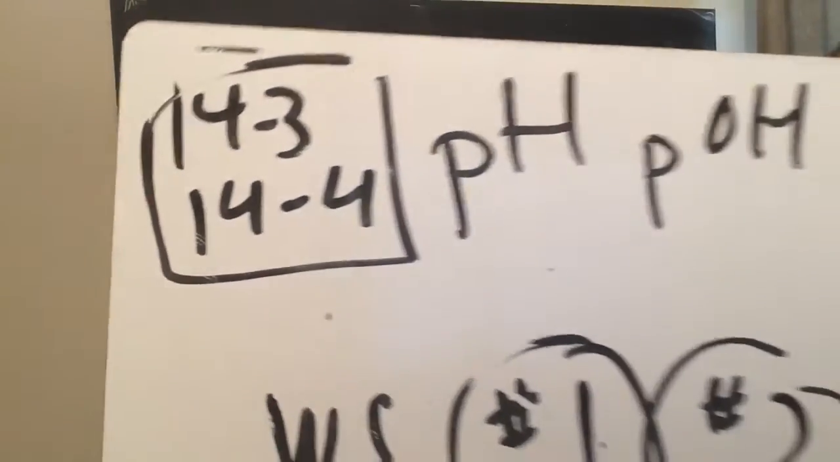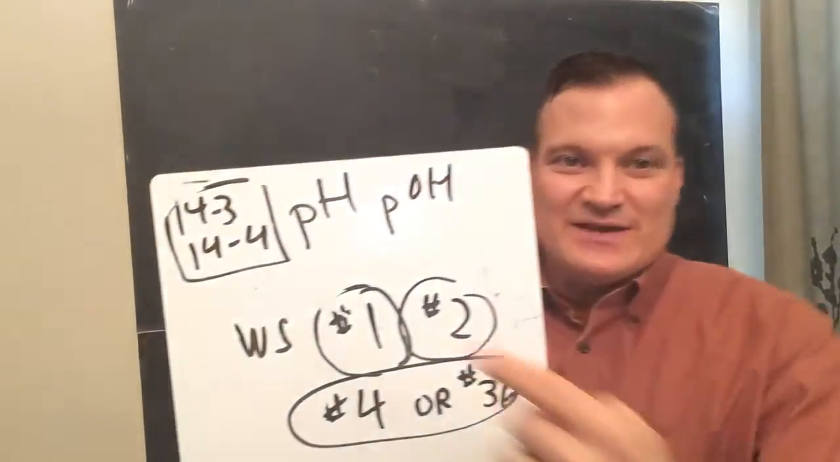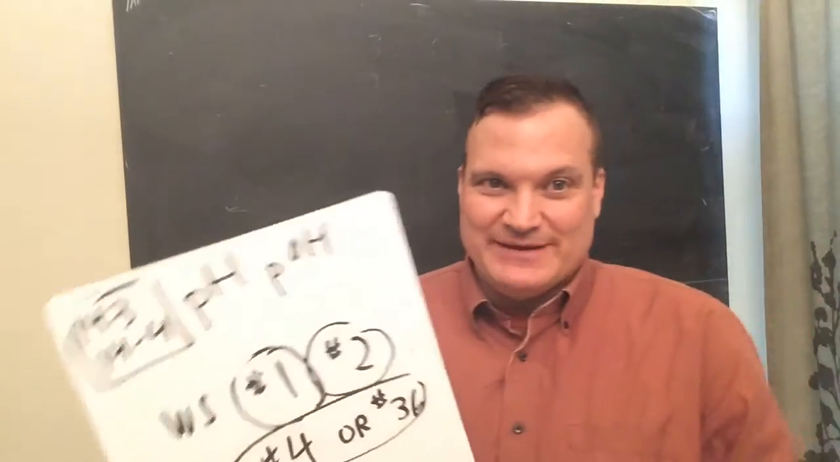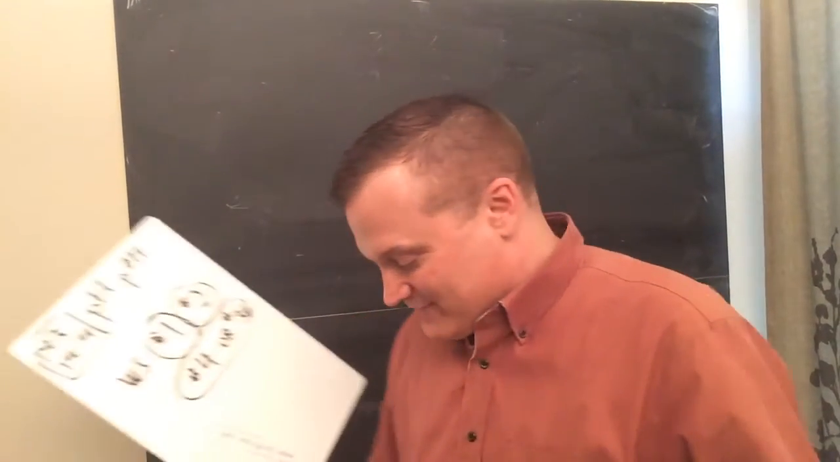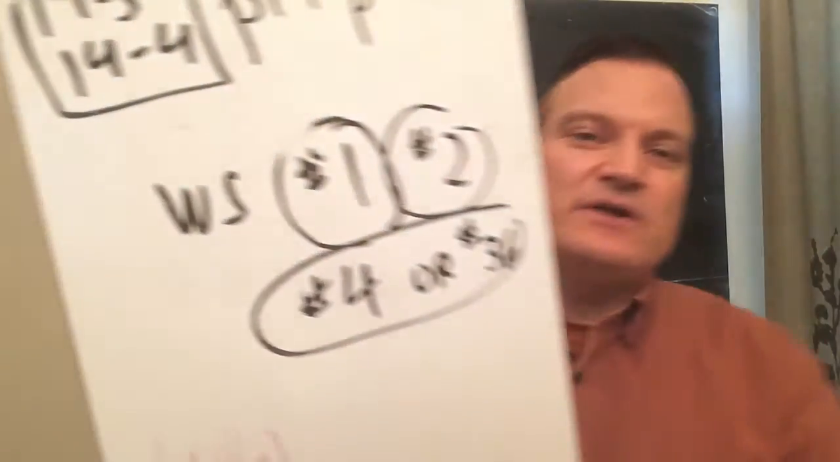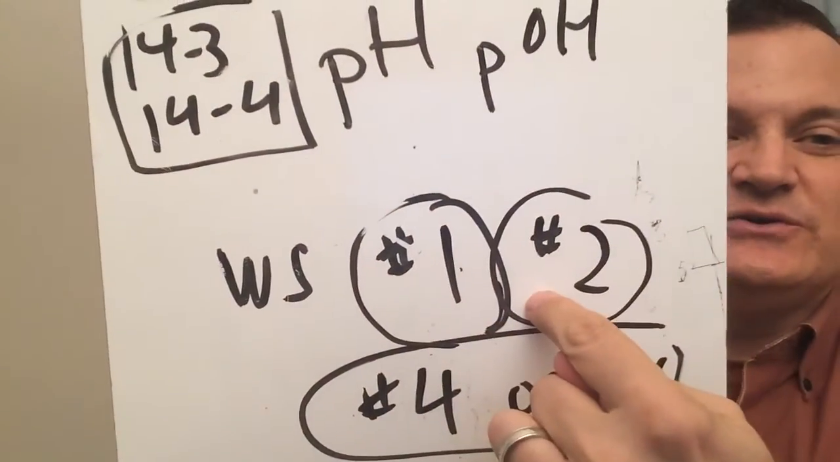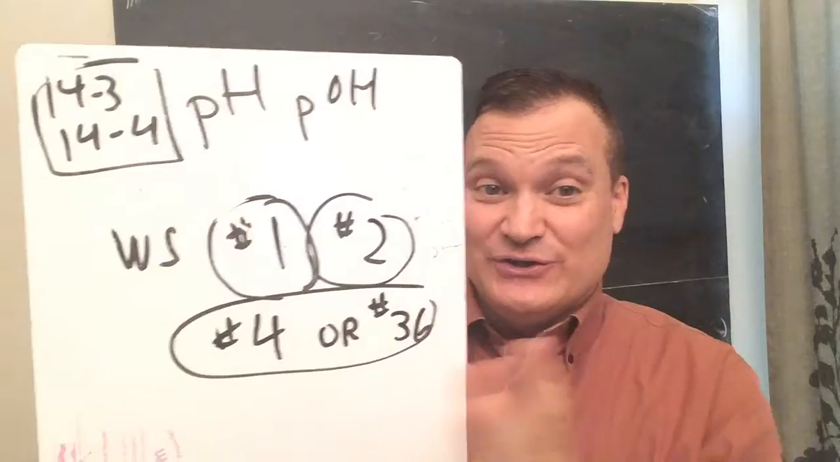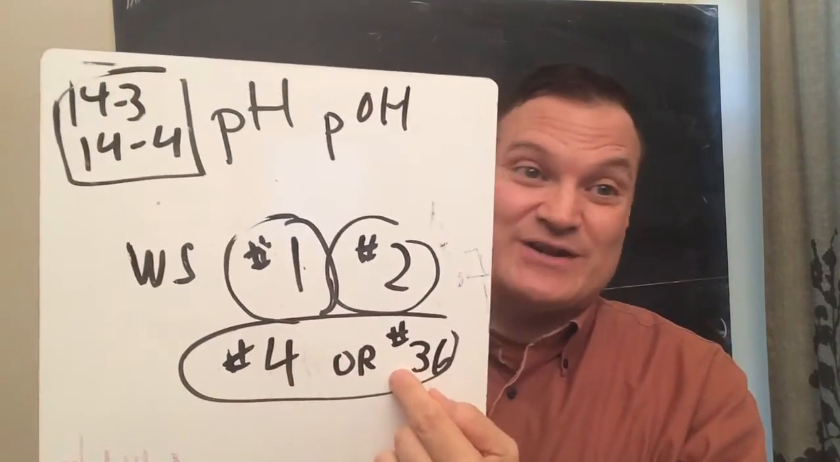14.3 and 14.4. And I actually just called the title of this pH and pOH. You'll know what I mean later. But measuring acidity of acid or base solutions. And on the worksheet, I want you to do number 1 and number 2. Then you can either do number 4 or number 36.